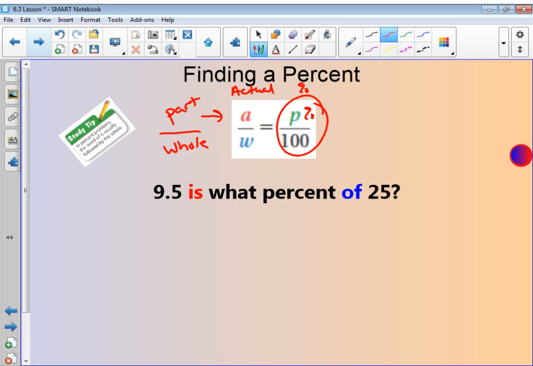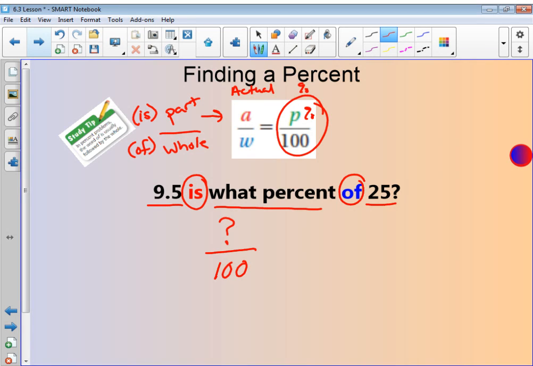The key thing to remember is they're going to use the word "is" with the part number and the word "of" with our whole, a part of the whole. The first thing I always look at is, are they giving me the percent? Because I know the percent is always going to be over 100. So I have 9.5 is what percent of 25. Did they give me the percent number? No, they're asking what percent. I don't see a percent sign, so that means this is the part that I do not know.